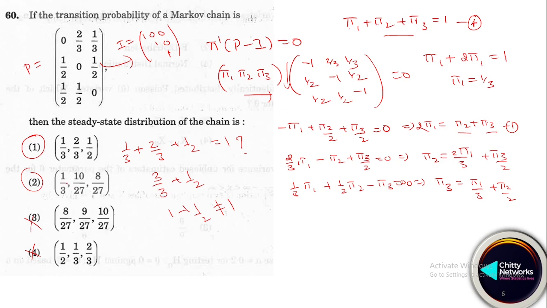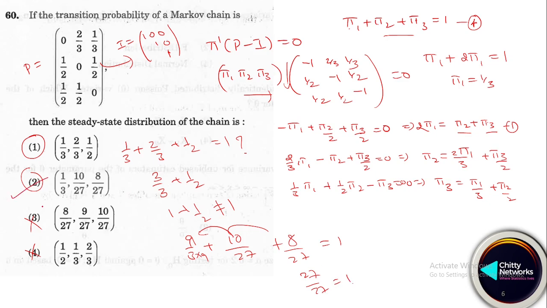Okay, so check option number 2, that is 1/3 plus 10/27 plus 8/27, is it equal to 1? Let us check. The common denominator is 27, so I will multiply by 9 and divide by 9. Then we can add 9 plus 10 plus 8, that is 27, so 27/27 equals 1. So option 2 is the right answer.